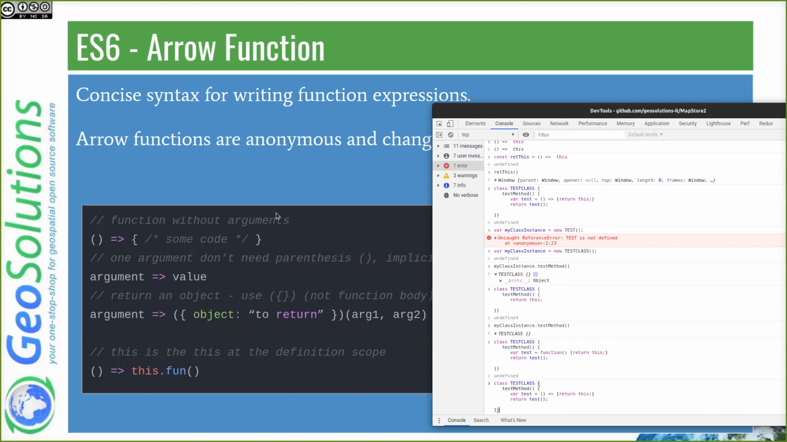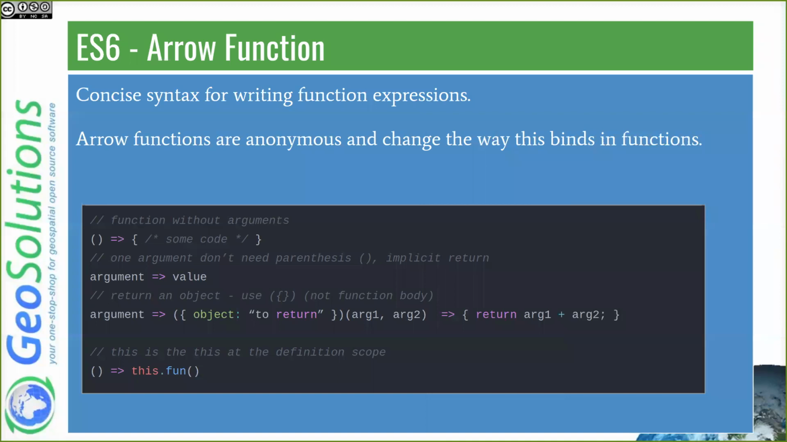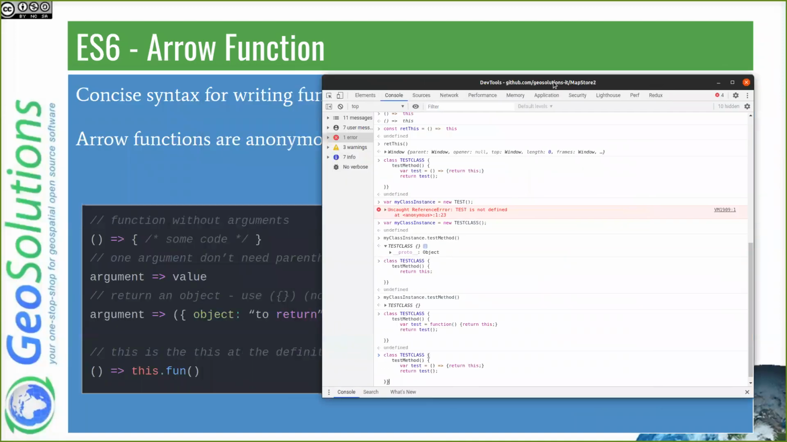I know this is a particular thing. This is strange for non-JavaScript users, but for JavaScript users, it's very common to have problems with this. With arrow functions, you will not have any problems with this object, because it's well defined at definition time.